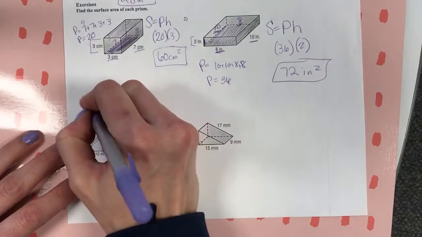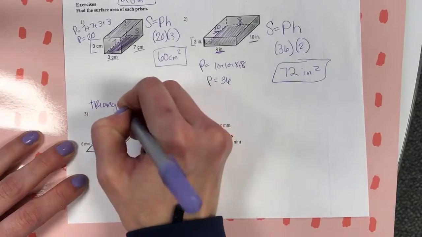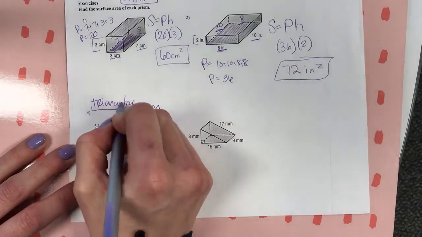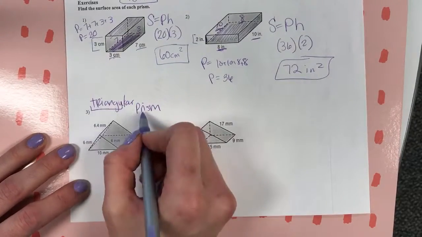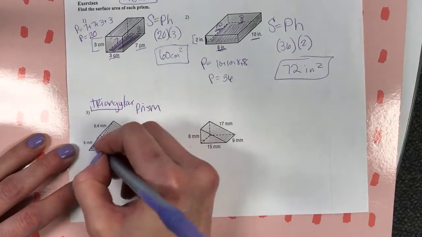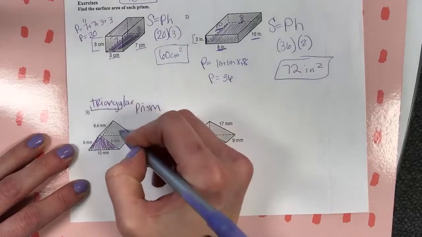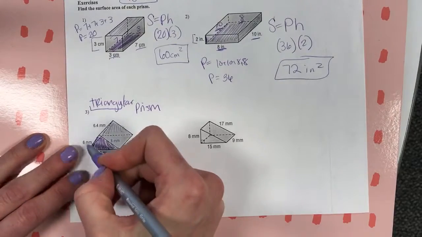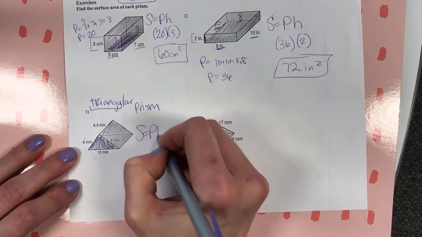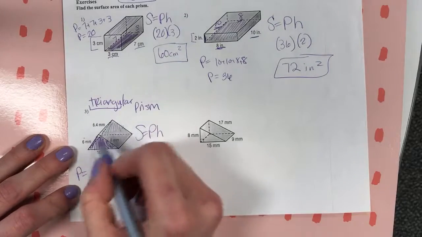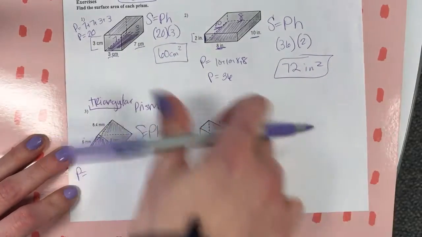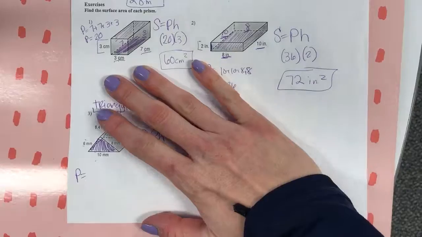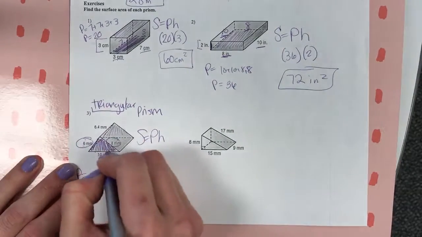On number 3, we've got a triangular prism. That word tells you what your base is. Triangular prism, so the triangles are my bases. We're just finding the perimeter of one. We don't need to add them together or anything like that. So perimeter of the base times the height. Since I'm finding the perimeter of the triangle, I'm just adding the 3 sides together. A lot of people have had trouble with that today. Just look at your triangle. That's all you're looking at.